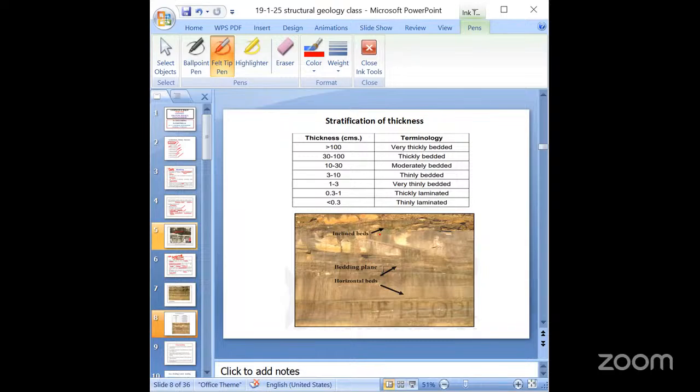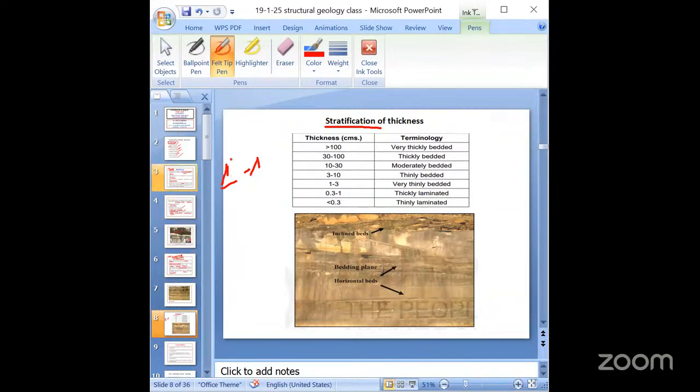Bedding and lamination define stratification, right? Bedding is thicker than 1 centimeter, whereas lamination is thinner than 1 centimeter, right? So bedding is composed of beds and lamination is composed of which one? Laminae.